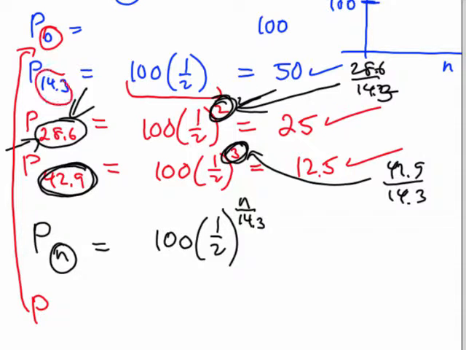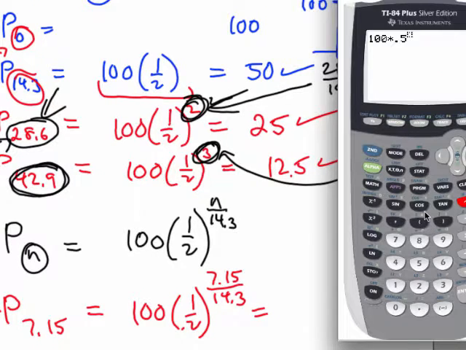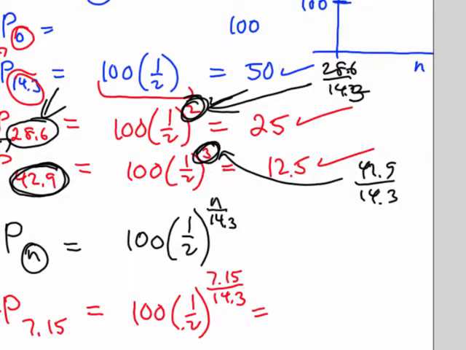Okay, so if we wanted to know, for example, how much phosphorus do we have, let's say after, let's try to go halfway between these two time periods, let's say 7.15 days. So I've got 7.15 divided by 14.3. I need my calculator to work this out. Now, just before I press the button, you might be wondering, if I've gone halfway between the times, am I going to get an amount that's halfway between 100 and 50? No. I get 70.7 units left.